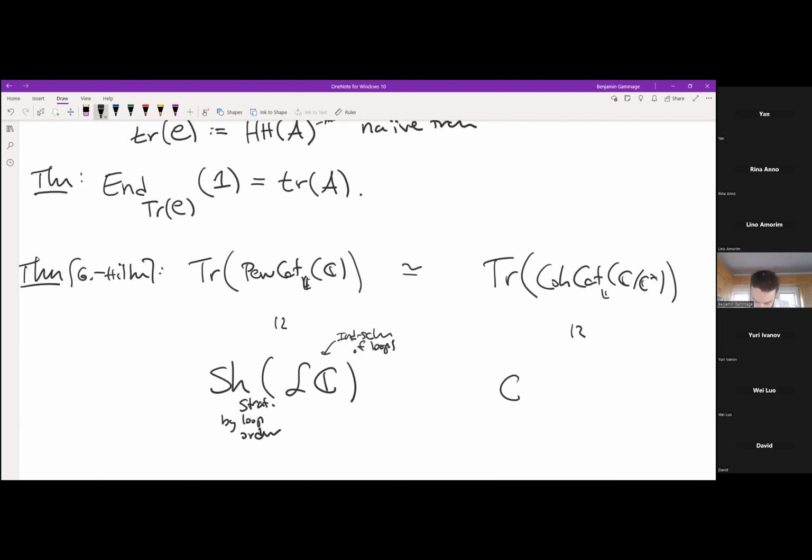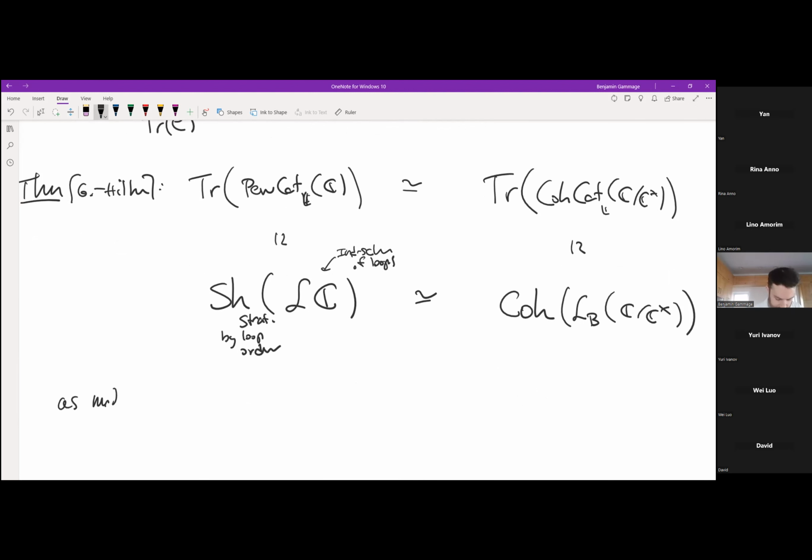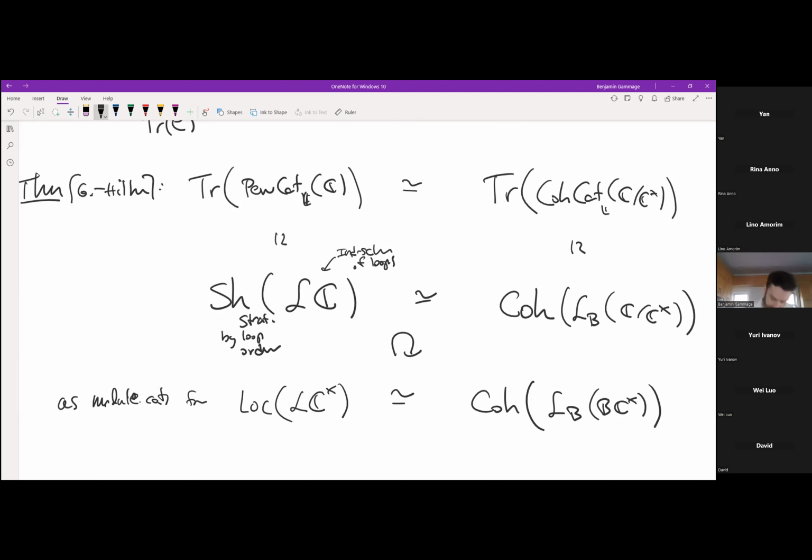And on the other side, what I get is coherent sheaves on the Betti loop space of C mod C star. So this Betti loop space is a map from the topological circle into C mod C star. And it has a very explicit expression. And so we prove that these things are equivalent, and moreover, that they're equivalent as module categories for some monoidal category. Namely, on the left-hand side, I have an action of local systems on the space of loops on C star. And on the right-hand side, I have an action of coherent sheaves on the Betti loop space of BC star. And these things are equivalent and these things act on here.